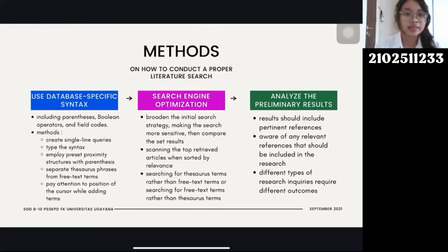The next is search engine optimization. This method frequently contributes valuable additional terms to our search strategy and as a result, additional references to our search results. Further explanation can be seen on the screen. Next is analyze the preliminary results. We have to check the initial results so that the data we get are relevant and the references to be included in the study are correct. Next slide, please.